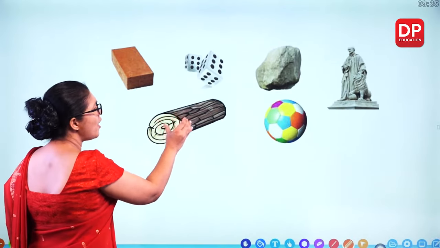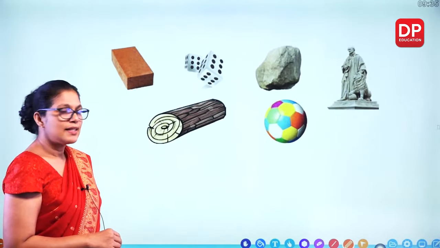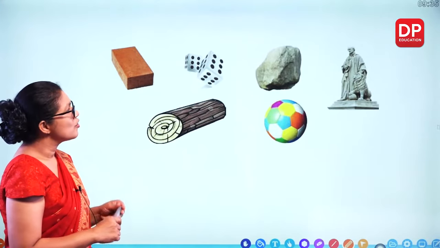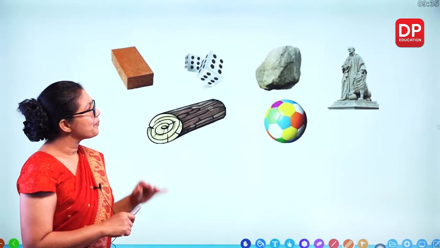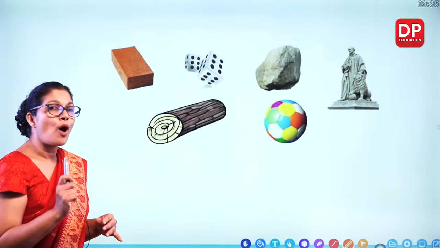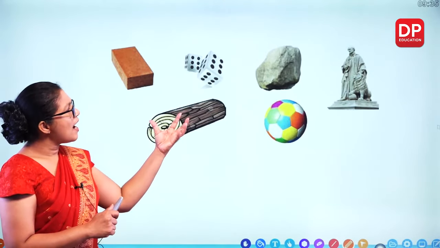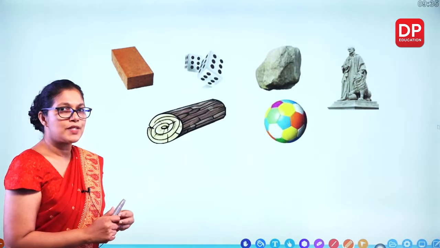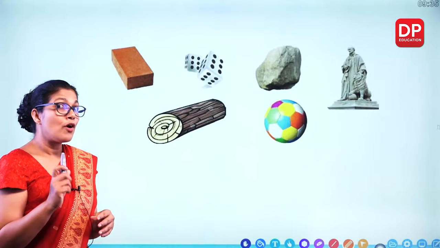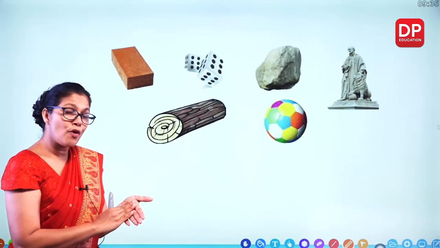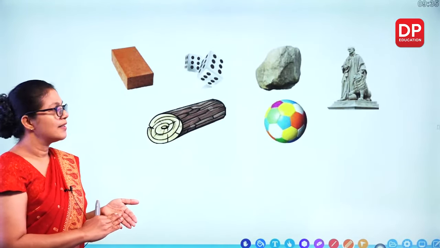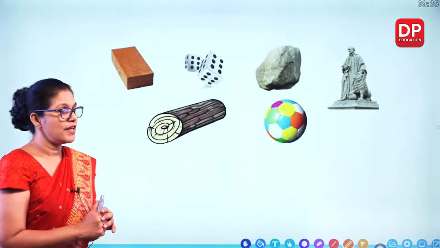So what does volume of an object mean? The space occupied by an object. So today we are talking about the space occupied by an object. That's called volume. All these are 3D shapes, three-dimensional shapes. For 3D shapes, we can talk about volume. What about area? Area we talked about before, that's about two-dimensional objects, 2D figures. Today we are talking about 3D figures.